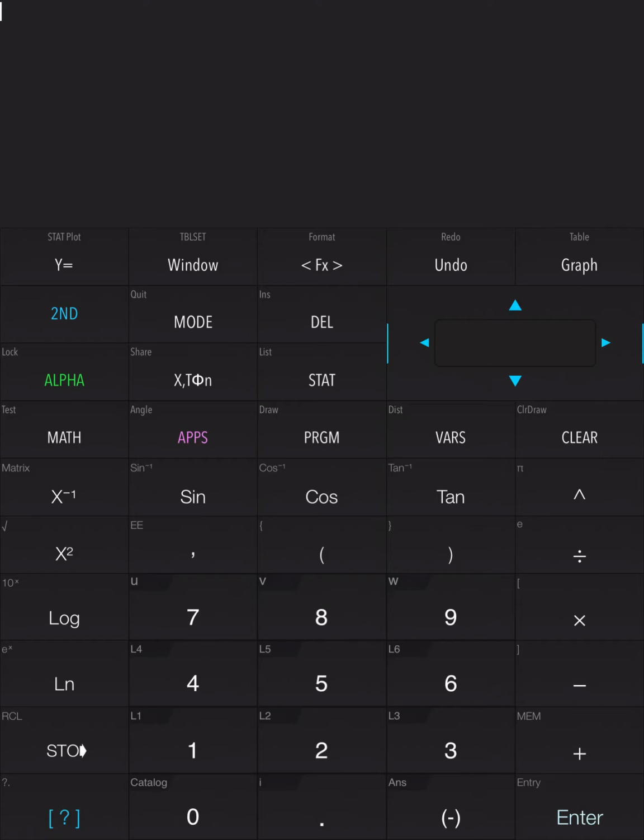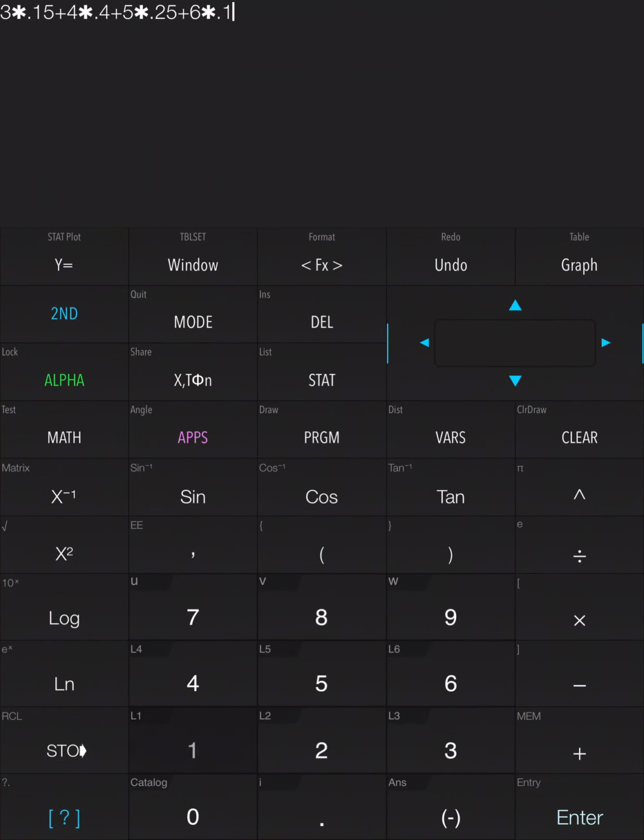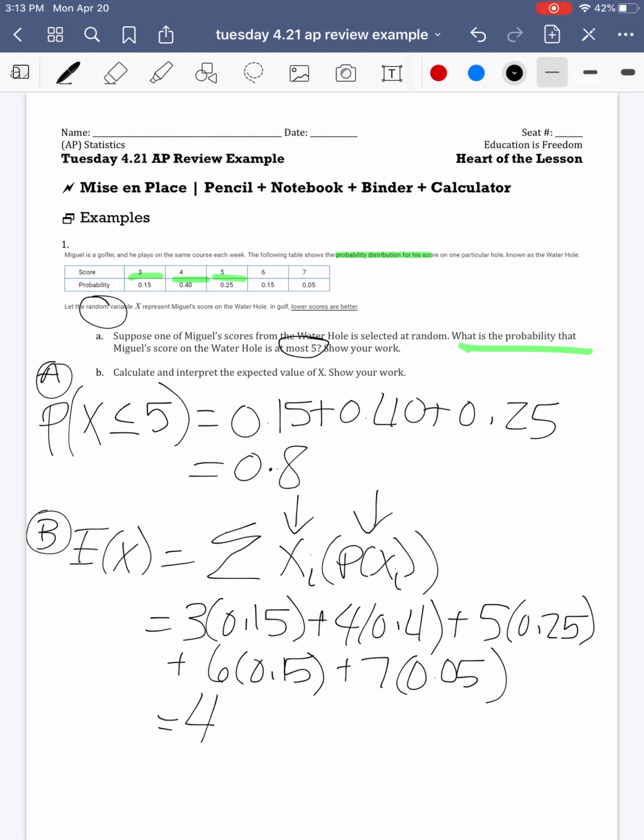Let me go to my calculator. So we had 3 times 0.15 plus 4 times 0.4 plus 5 times 0.25 plus 6 times 0.15 plus 7 times 0.05. All right, so that has 4.55. So again, the expected value can mean how many times we expect something to occur, or the average occurrence of that event.